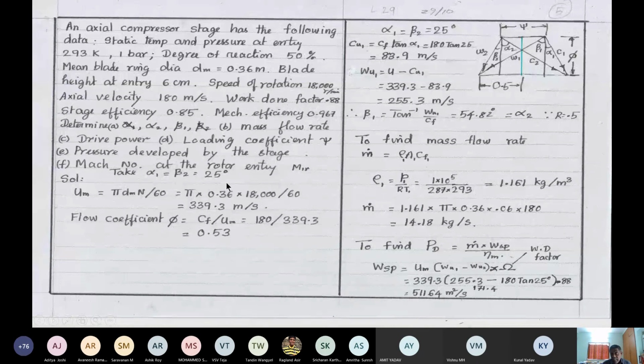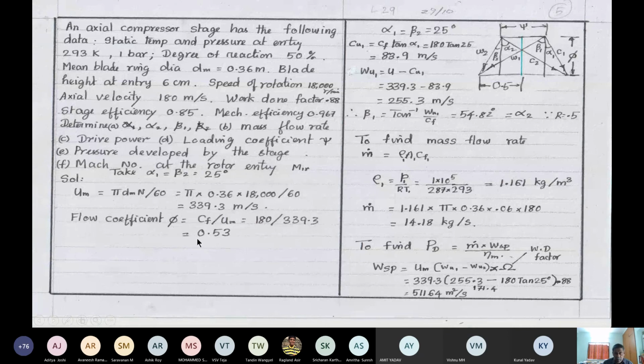Now, for drawing this, actually you need at least some 3 details minimum. So here the first detail is the blade velocity, that is a tip speed equation you can use, pi D N by 60. So you get some 339.3 meters per second, pretty high speed.